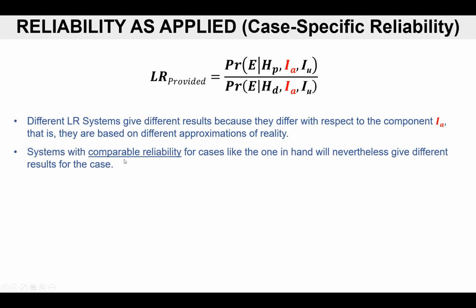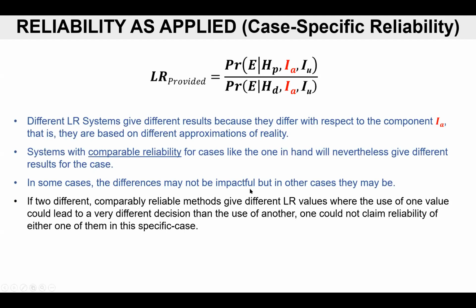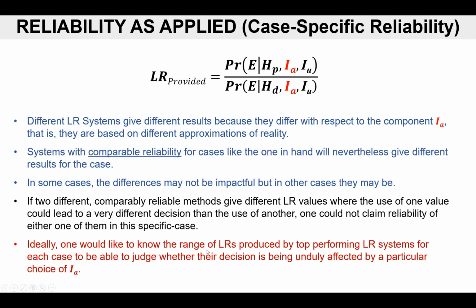Systems with comparable reliability for cases like the one in hand will still give different results for the case. In some cases, the differences may not be impactful, but in other cases, they may be. If two different comparably reliable methods give different LR values, but the use of one value could lead to a very different decision or conclusion than the other, then one could not claim reliability of either one of them for this case. So ideally, what we would like to know in this situation is the range of LRs produced by the top performing LR systems for each case to be able to judge whether their decision is being unduly influenced by a particular choice of this IA.